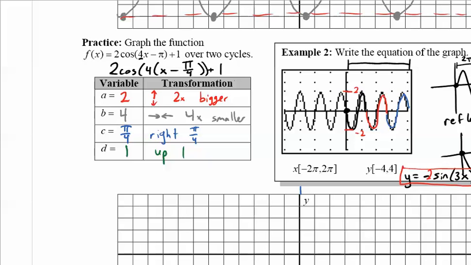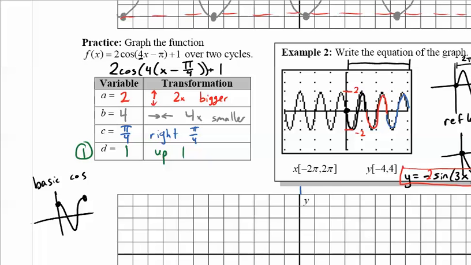So again, if I'm going to do this in order, I want to start with my d value. That's the easiest, because the d value is the middle line. So basically what I'm doing is I'm taking the basic cosine graph. And the basic cosine starts at 0, 1. And I'm going to take that, expand it 2 times in the y direction, 4 times compression in the x direction, move it right 1 and up 1.